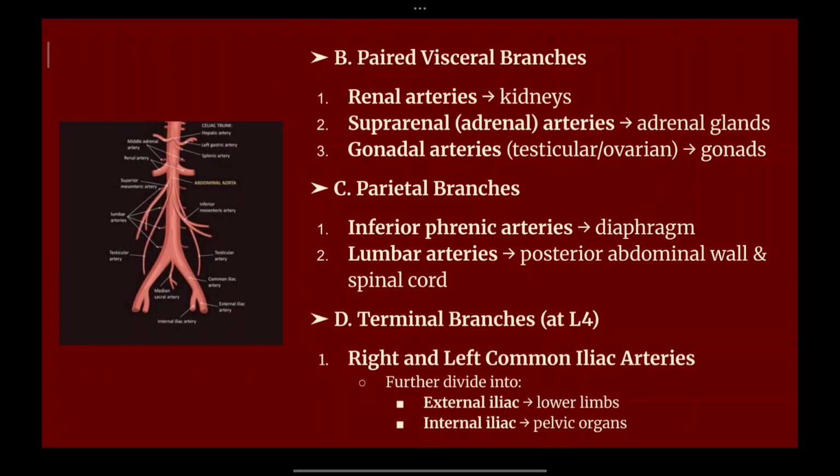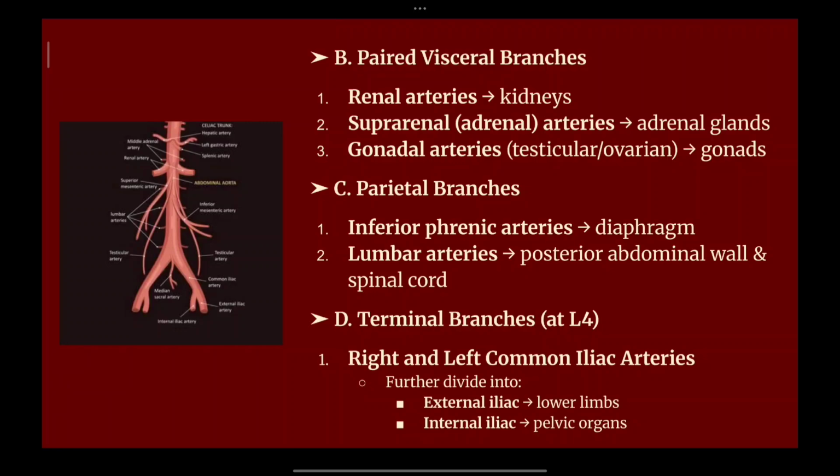Moving to the second group of the abdominal aorta, which is the paired visceral branches. So paired means on the left and right side as well. Here the renal arteries are observed, because they supply both the right and left kidneys. Then the suprarenal arteries, suprarenal meaning above the kidney, which is the adrenal gland. So these are going to supply blood to the adrenal glands above. The gonadal arteries are involved in the blood supply to the gonads: if it is a male, the testicular artery; if it is a female, the ovarian artery. That covers the paired visceral branches.